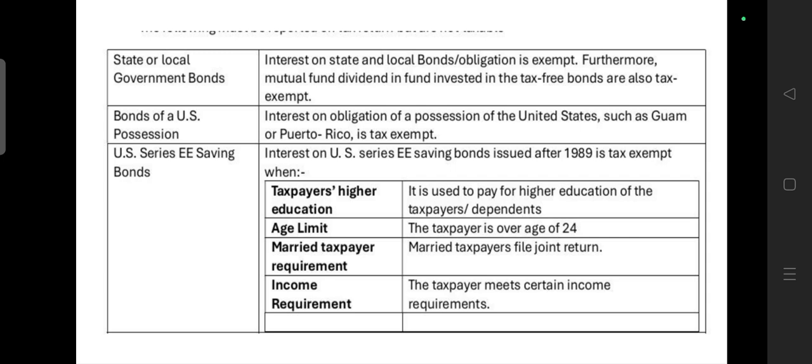Then the other category, US series EE. EE means educational expense saving bond. Educational expense saving. If I have a son whose age is now 9 years, for the education purpose, higher education, when he attains the age of 19, the time for higher education.